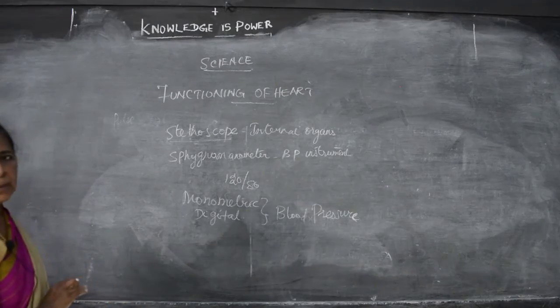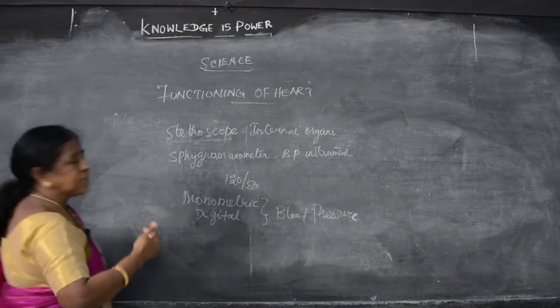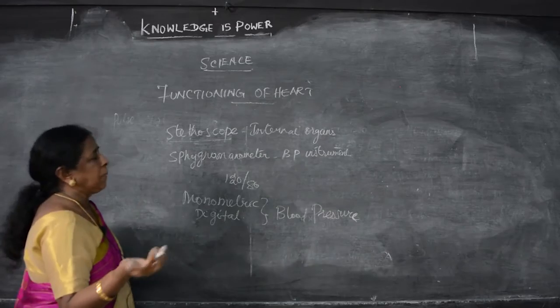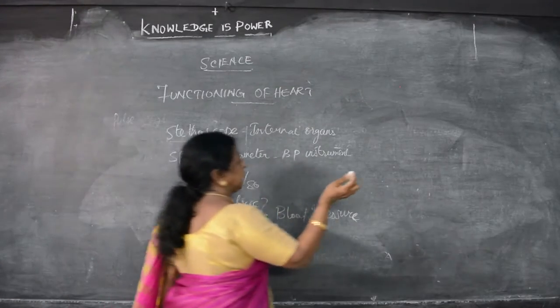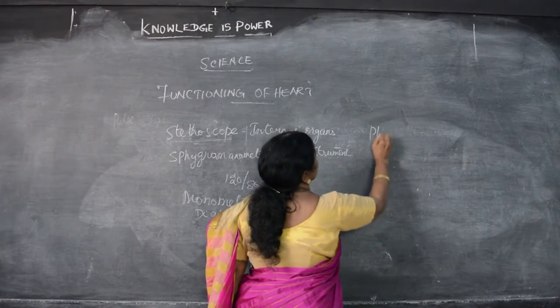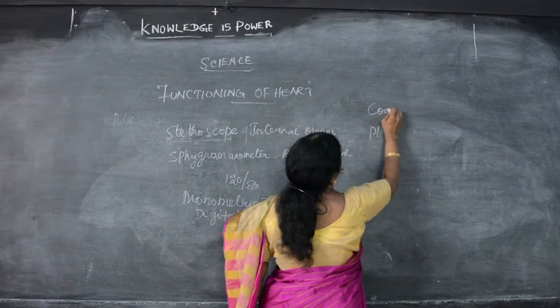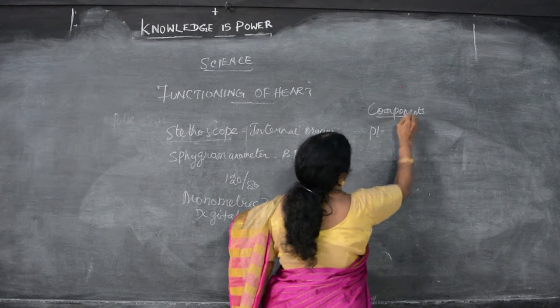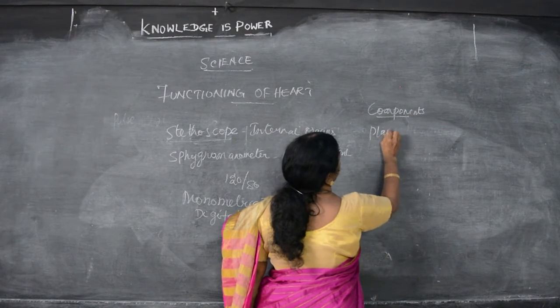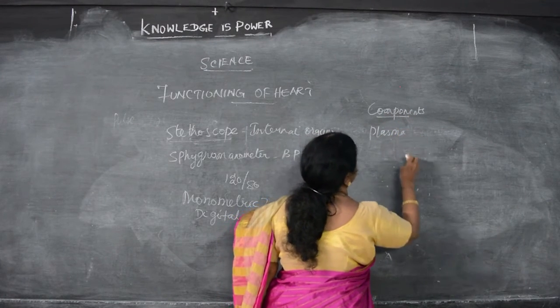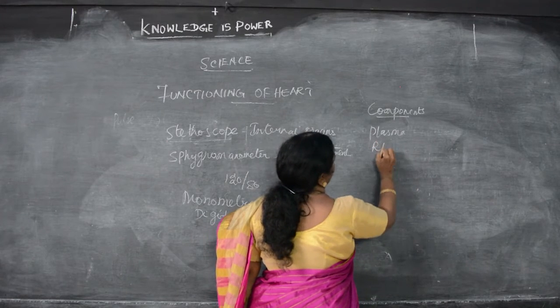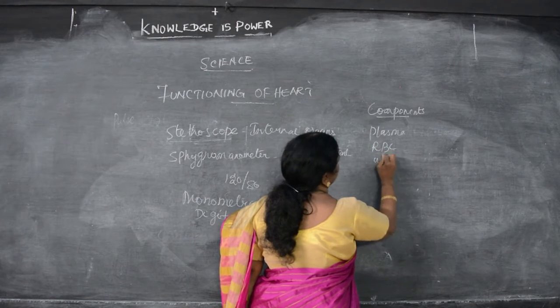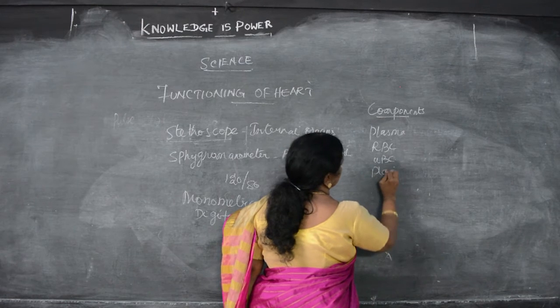So clear? Then what are the things we have seen? What are the blood components? The components are platelets. You need not confuse, keep everything clearly in mind. Blood components, what are the things present in the plasma? RBC, WBC, platelets.